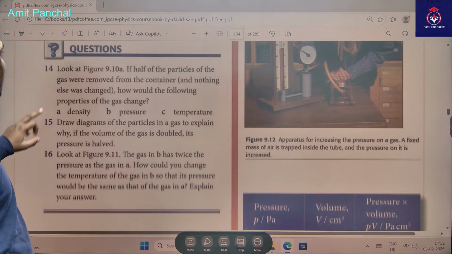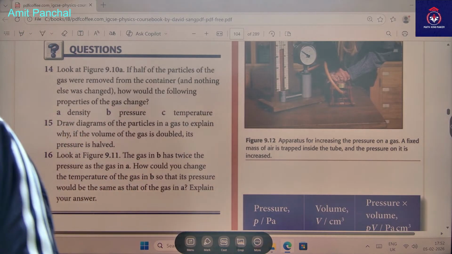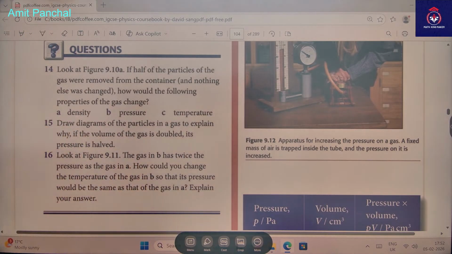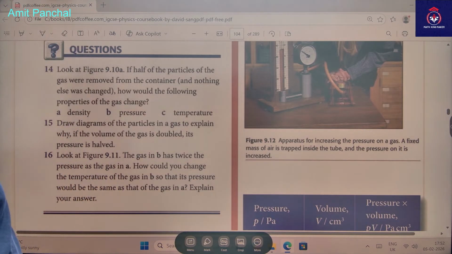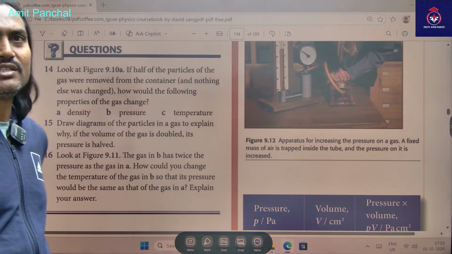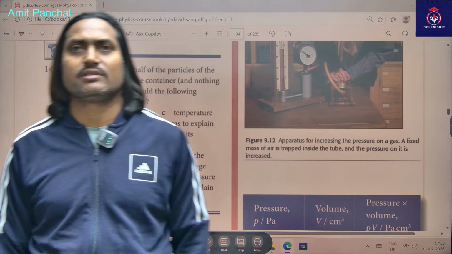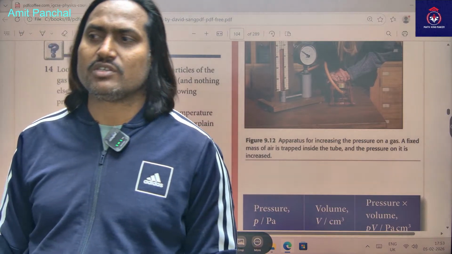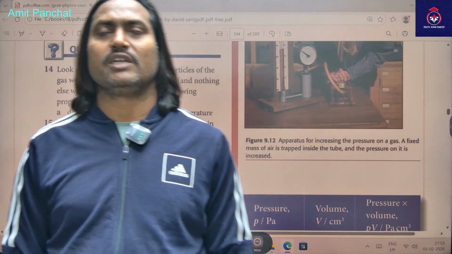Now there are certain things that will change. So look at figure 9.10a. If half of the particles of the gas were removed from the container and nothing else was changed, how would the following properties of the gas change? If you compress the gas, what is changing? What parameters? Pressure is changing. Pressure will be more. And what about density?